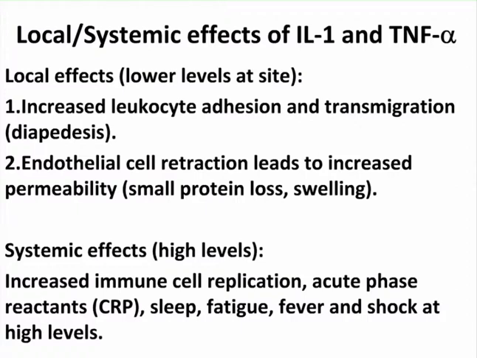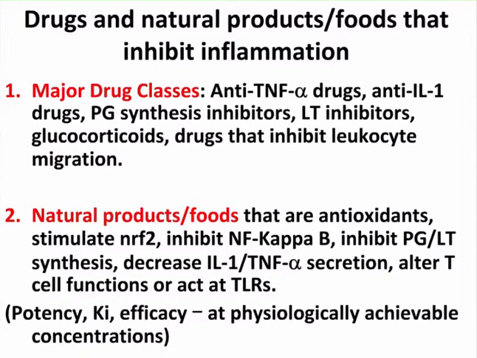Systemic effects at high level: sleep, fatigue, fever, and you can actually go into shock at very high levels. So it can actually cause death if it's too high. And endotoxic shock is partly caused by that too. So that's when a gram-negative activates toll-like receptor 4 and generates too much IL-1 and TNF-alpha, and the person goes into endotoxic shock. All right, so drugs and natural products and foods that inhibit inflammation.